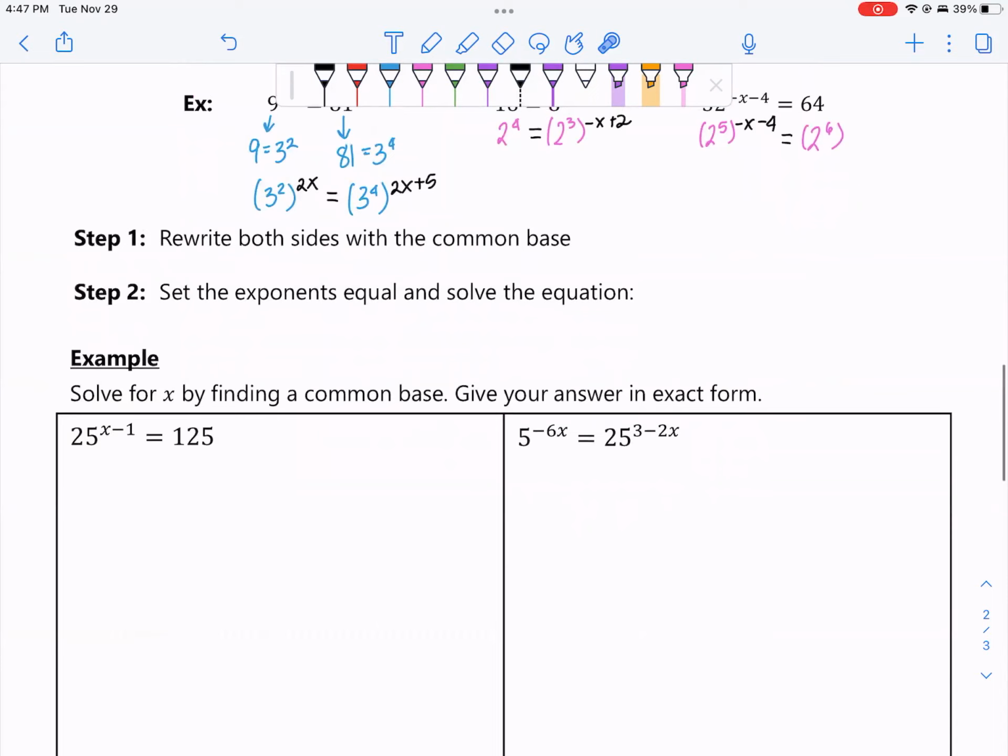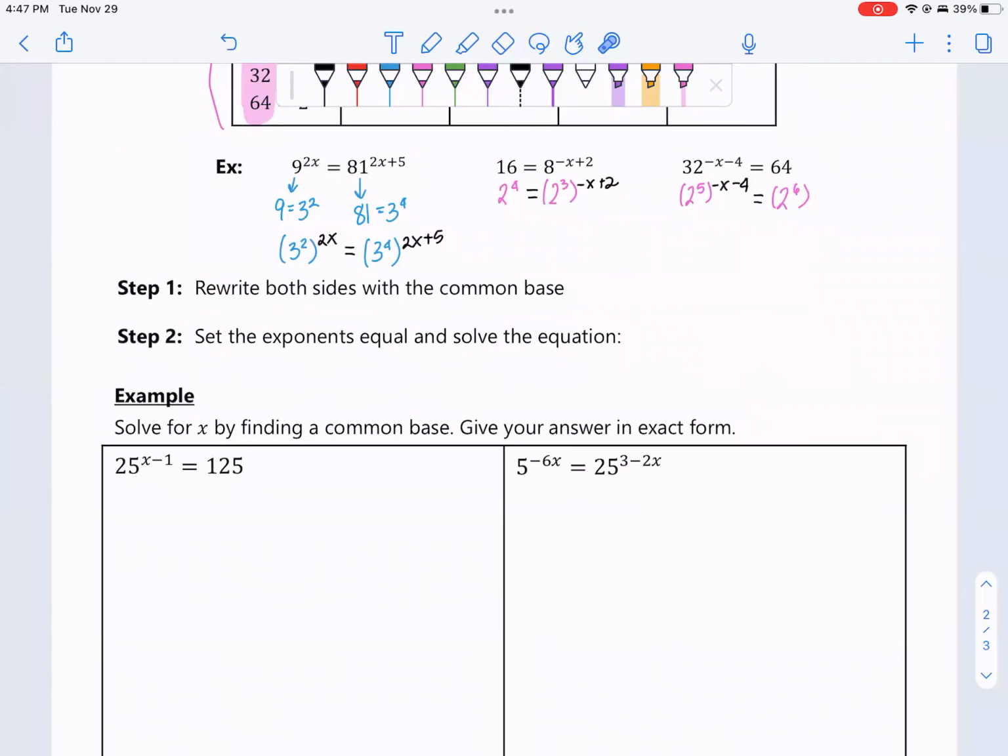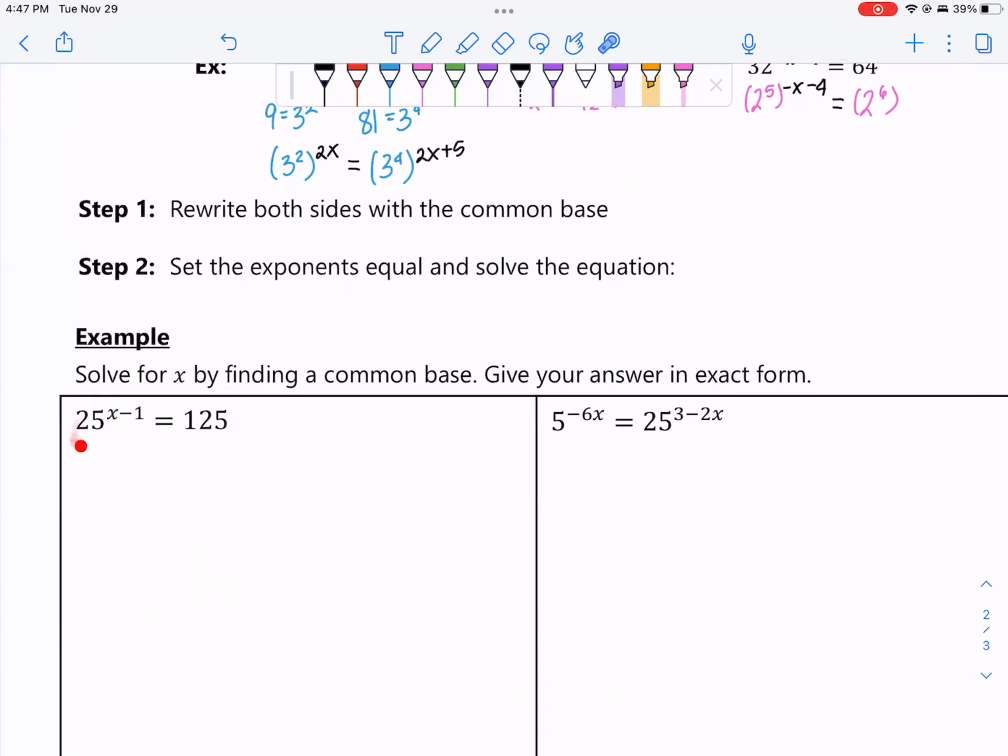Let's do some problems. So we're going to solve some exponential equations by finding a common base. We're going to rewrite both sides with a common base. We're going to set the exponents equal to one another and solve the equation. We will not need to check our answers, though it's always a good idea. So I'm looking here. I see 25 and 125, and those are both powers of 5.